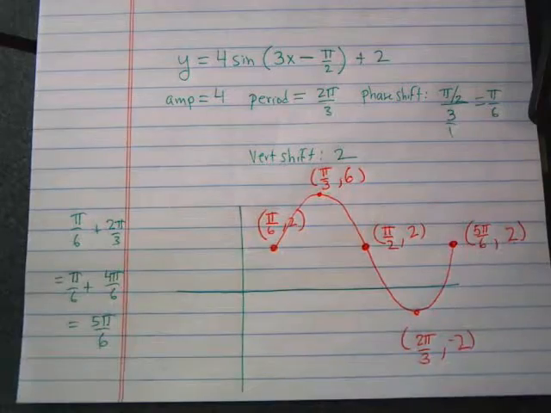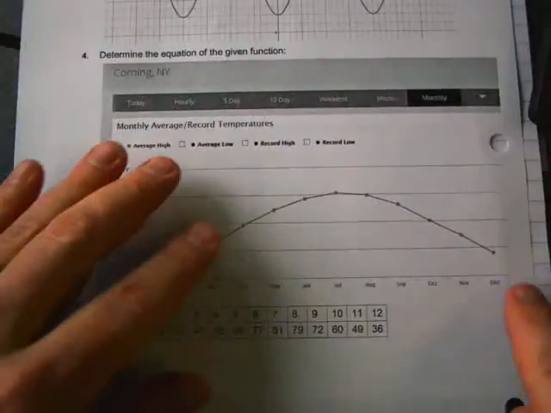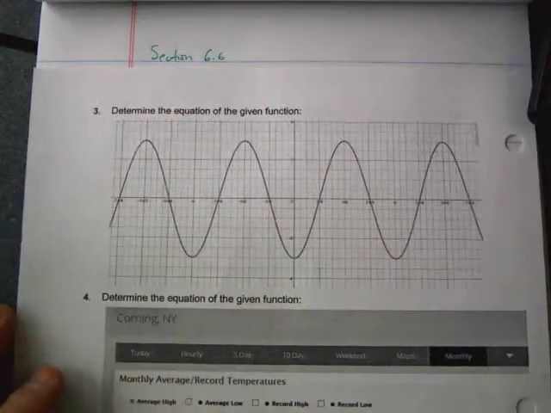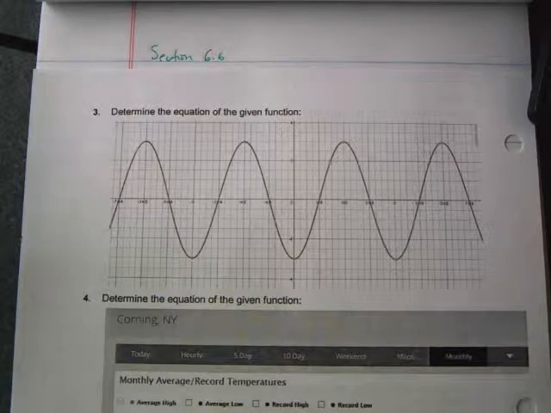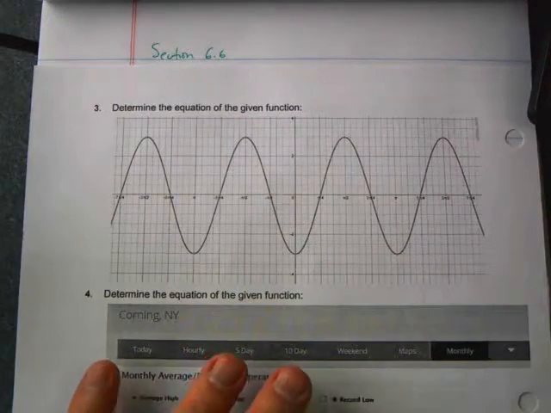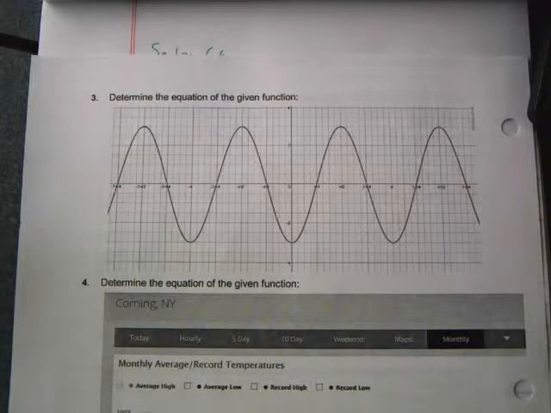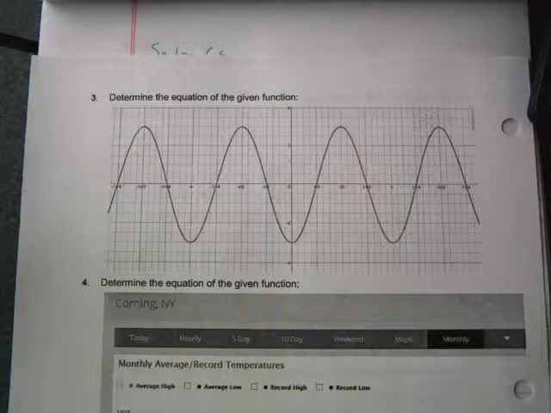All right then, let's look at these last two. Now we're going backward. Now I'm giving you the picture, and I want you to tell me the equation. That's always harder, by the way. It's like playing Jeopardy. I give you the answer and you tell me the question.